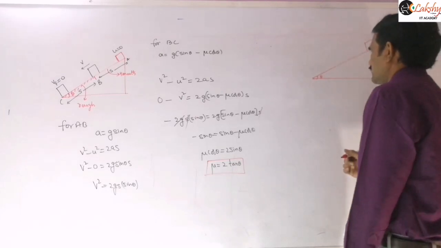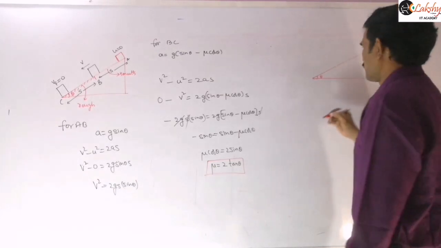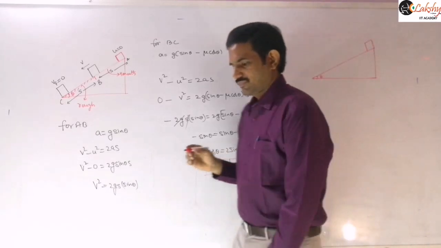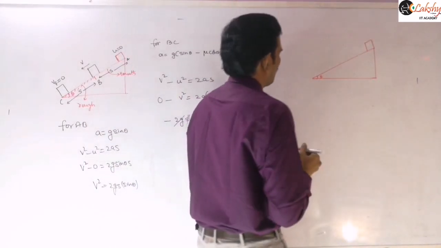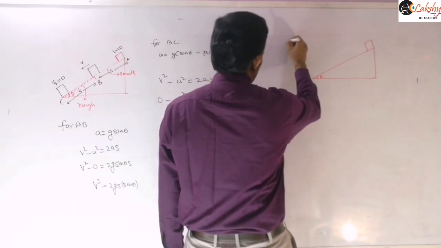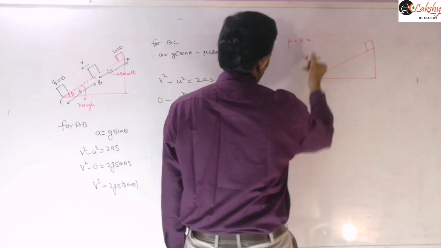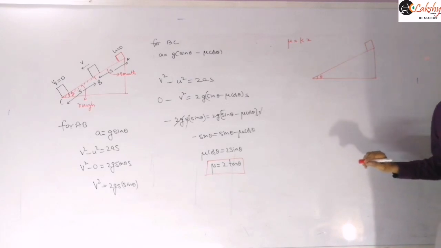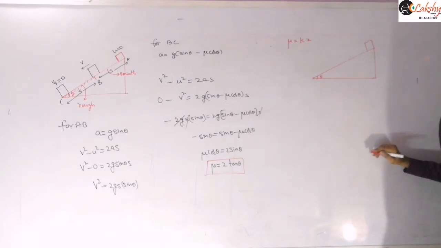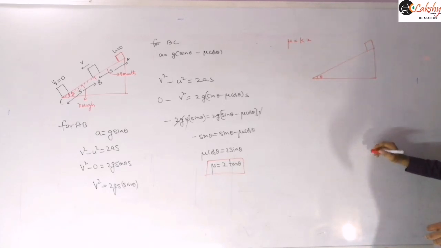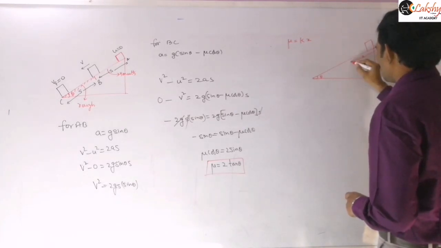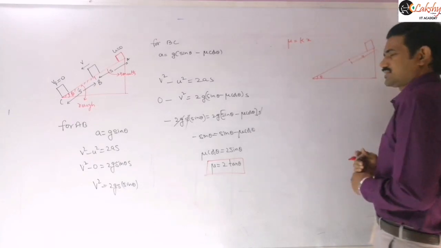So write that the coefficient of friction of an inclined plane increases with the distance from the top of the inclined plane as mu is equal to kx. That means x is measured from here. That is the meaning of this. If you are taking this at a distance of x, then here this mu value is given by that expression kx.